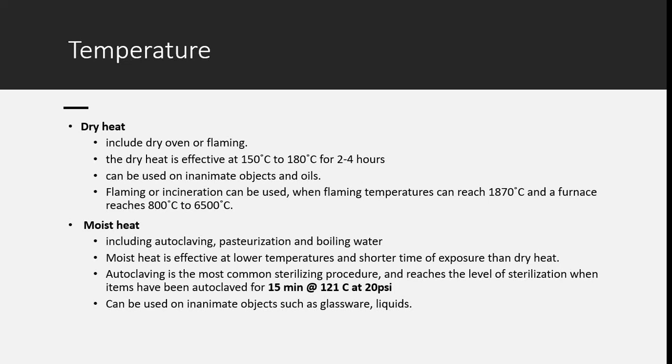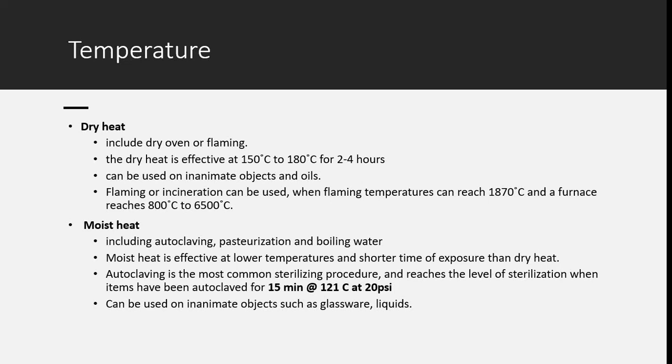Whereas if you're using flaming or incineration, like we do in micro labs when we use the flame or an incinerator to sterilize our inoculation loops and other equipment, then it's going to have to get to extremely high temperatures. So when we're just flaming, it needs to be 1,870 degrees Celsius. That's extremely high. Whereas if you're using a furnace, 800 degrees Celsius. So again, that high temperature can make this a not practical process, especially for lab settings.